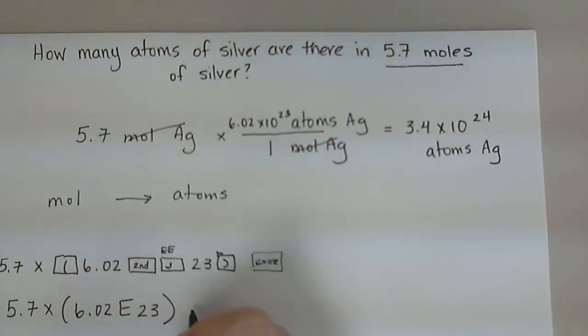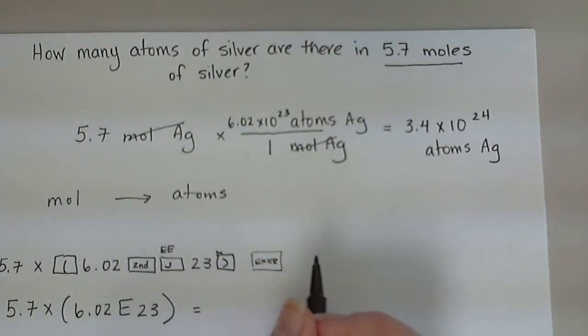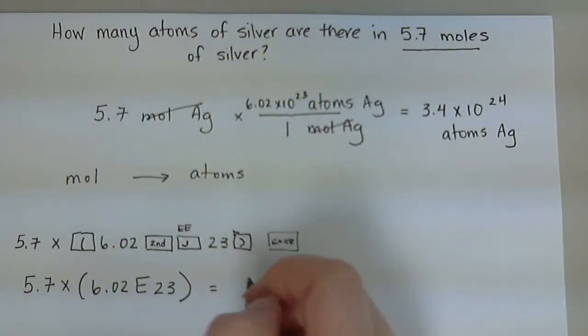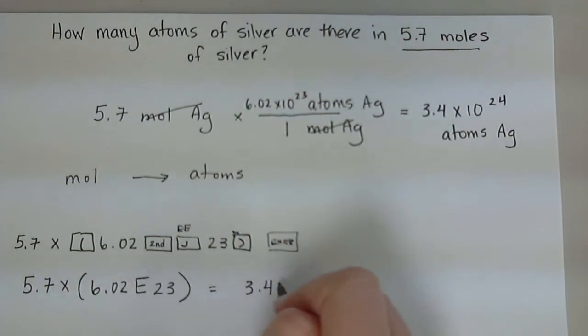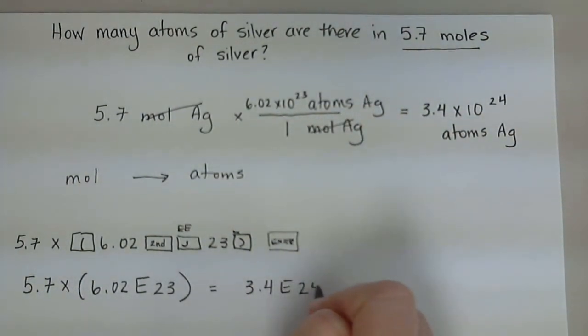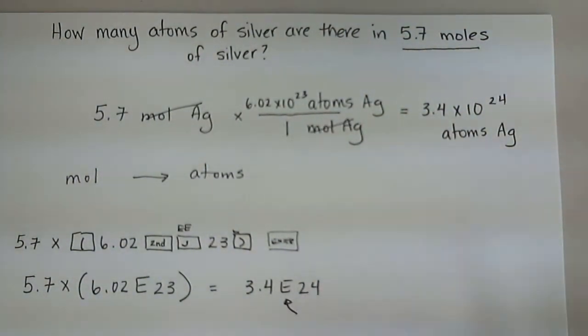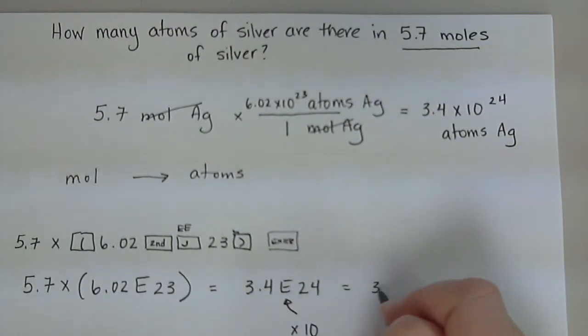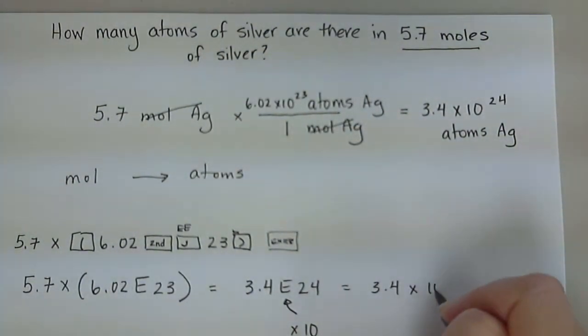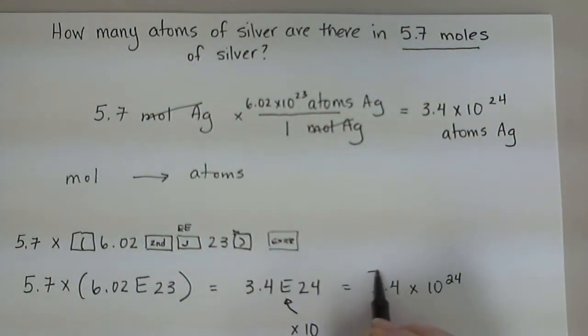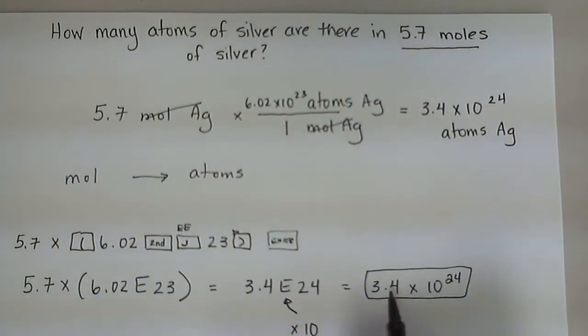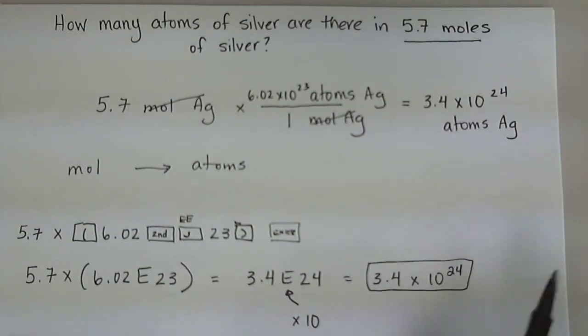Now, when you hit enter on your calculator, it may give you the number looking like this, 3.4 E24. The E is simply the calculator's way of saying times 10, and the 24 is your exponent. So that's exactly the same as writing 3.4 times 10 to the 24th. We like to write it this way when we report our answers because we're humans, not calculators.